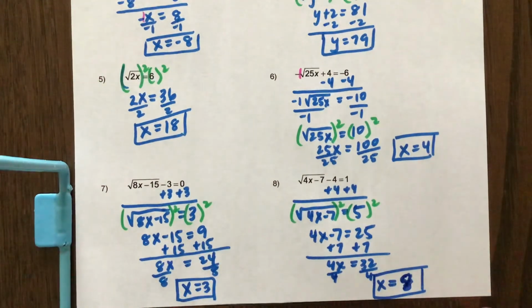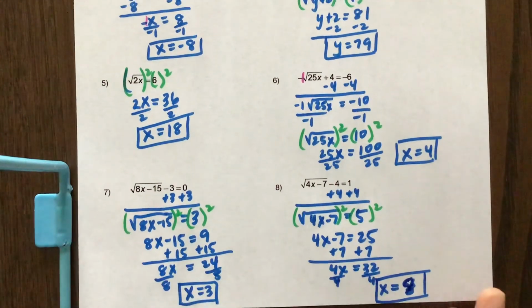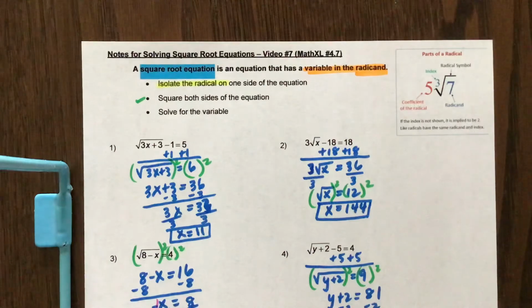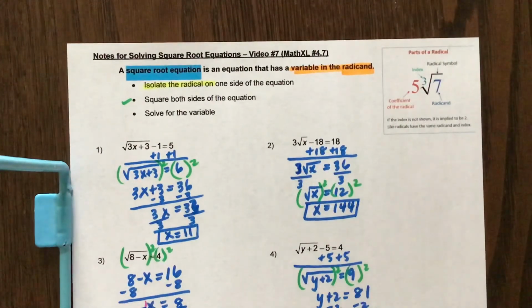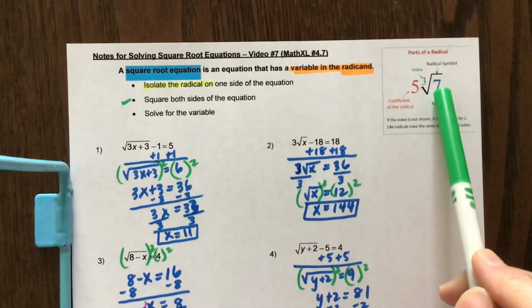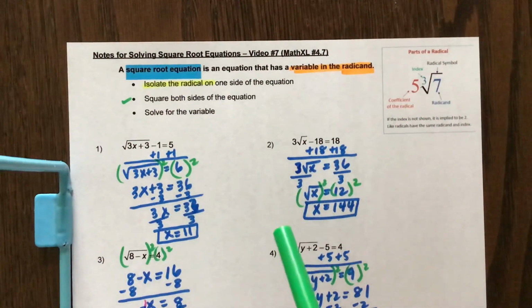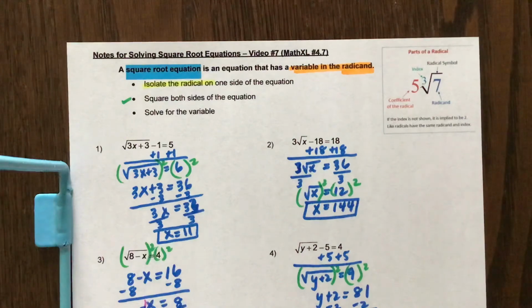Okay, so that is examples on how to solve square root equations. Taking it back, let's recall a square root equation is simply an equation that has a variable in the radicand, which means it is underneath the square root symbol. And in order to solve, you've got to isolate that radical symbol and then square both sides of your equation. Lastly, solving for your unknown.